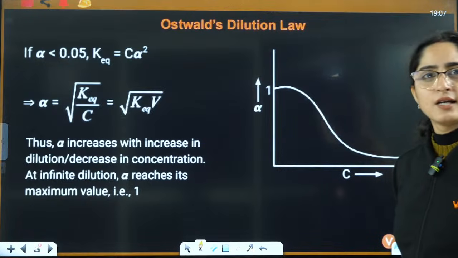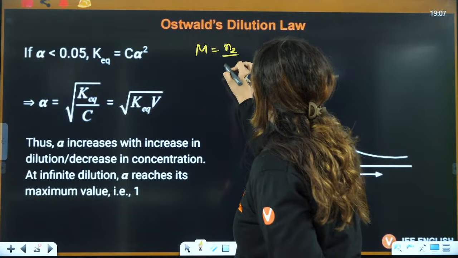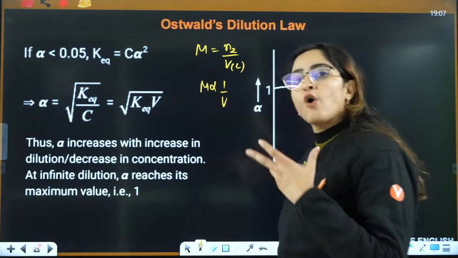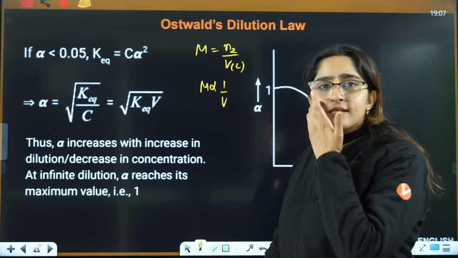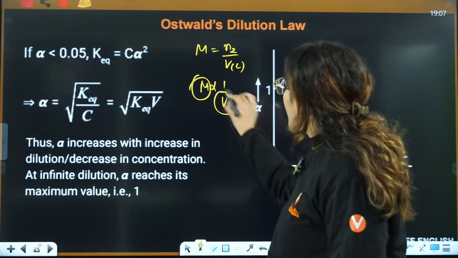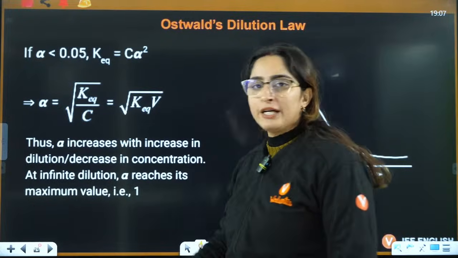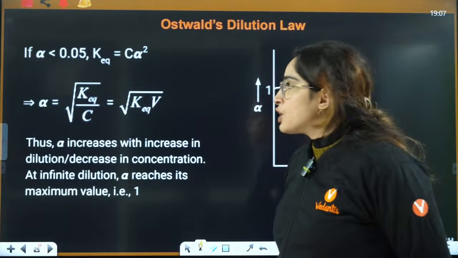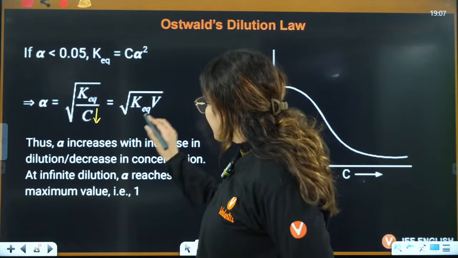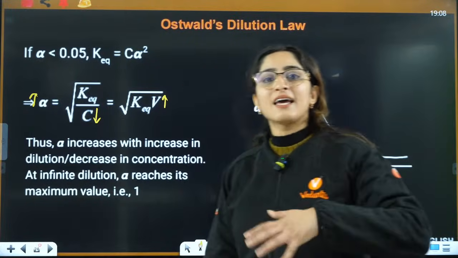What is C? C is concentration. Do you remember molarity is equal to number of moles by volume in liters? That means molarity and volume. Molarity is a way of expressing concentration, and usually in all these cases, we represent molarity as concentration. So molarity and volume are inversely proportional. With that, we can write alpha is equal to the square root of K equilibrium times volume. So this is what we want to say, that as you increase the volume by diluting, alpha is going to increase, ionization is going to increase.